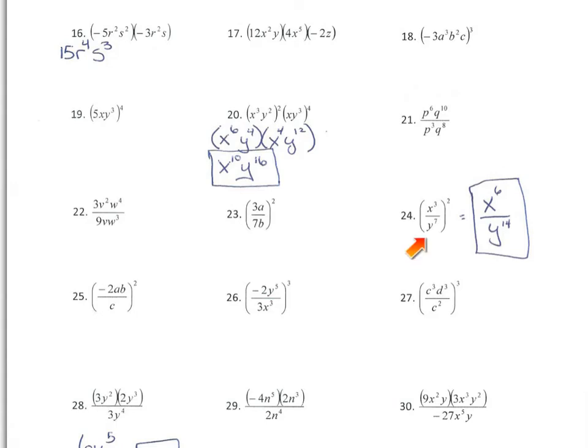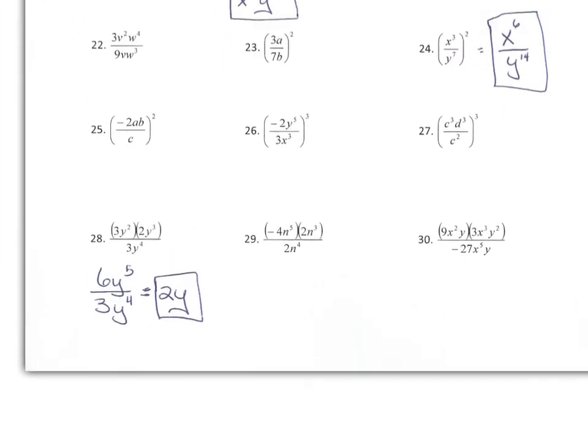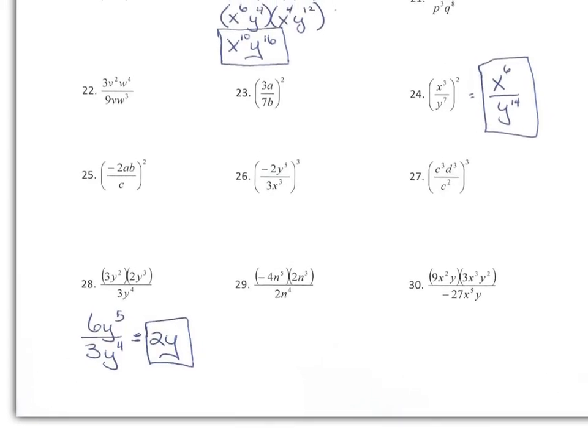Number 24, what I'm going to do first is I'm going to, again, see a power raised to a power, multiply exponents. 3 times 2 is 6. 7 times 2 is 14. Number 28. I'm going to work in the numerator first. 3 times 2 is 6. y squared times y cubed. I'm multiplying, so I add exponents. 2 plus 3 is 5. Still divided by 3y to the 4th.